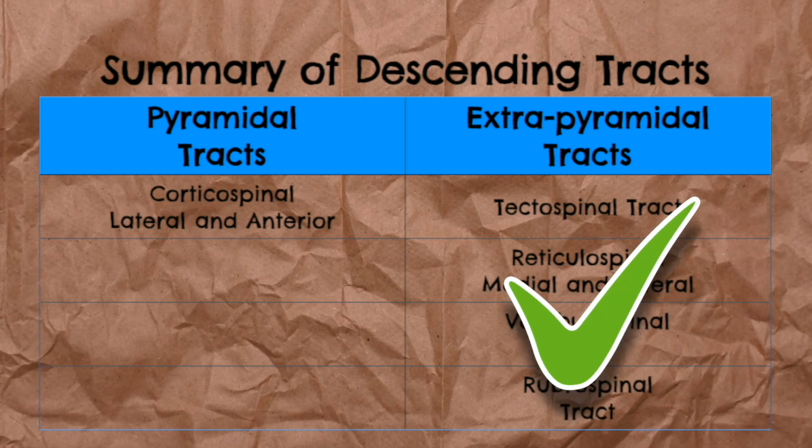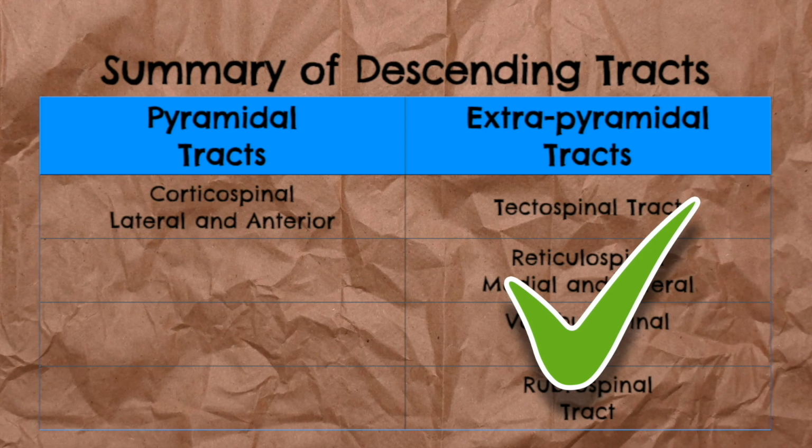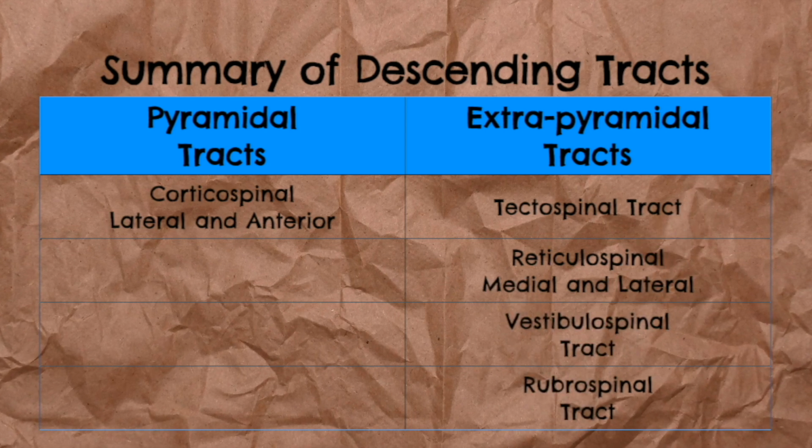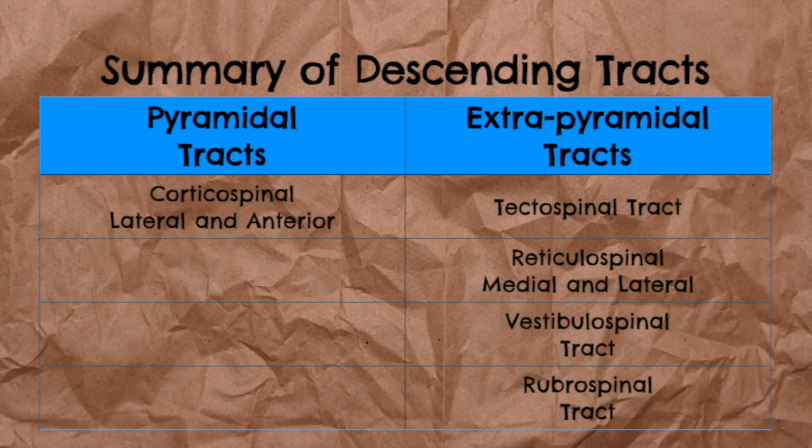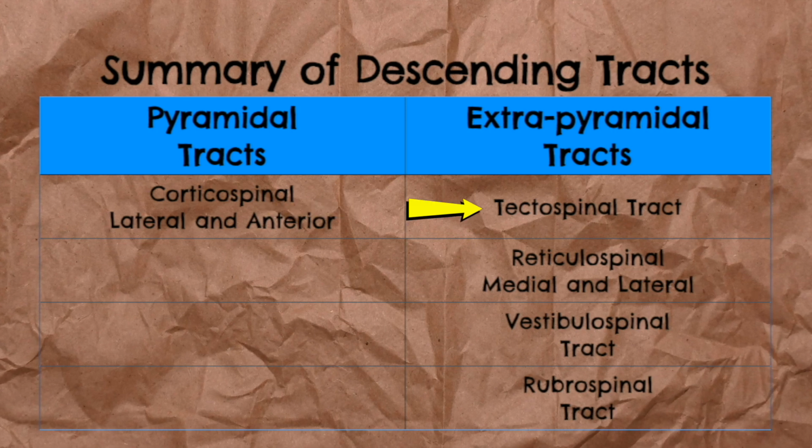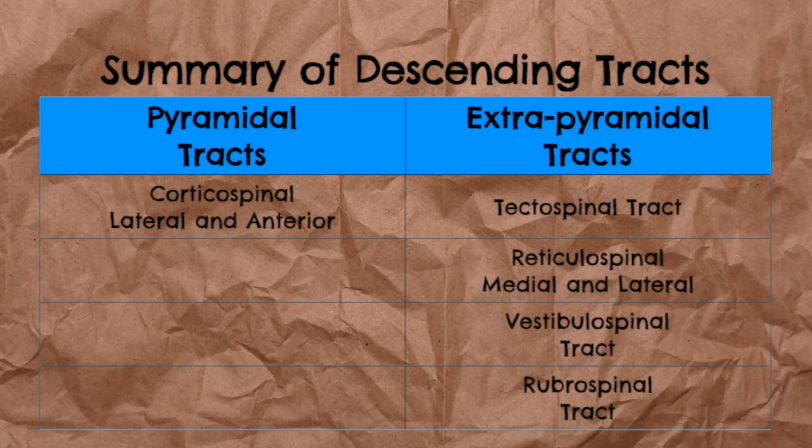The remaining descending tracts are known as the extrapyramidal tracts because they do not pass through the medullary pyramids. These are the tectospinal tract, which mediates reflex movements in response to visual stimuli, the reticulospinal tract, which mediates motor movements through alpha and gamma motor neurons, but also modulates the circulatory system and breathing, the vestibulospinal tract, which coordinates balance, and the rubrospinal tract, which has an excitatory effect on limb flexors.